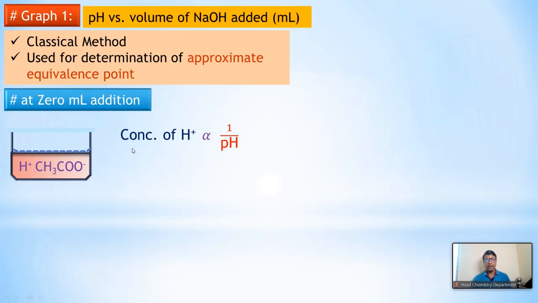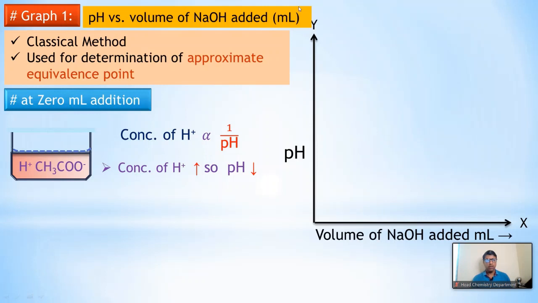This rule is used for explanation of this pH versus volume of NaOH added graph. Here, if the concentration of H plus ion increases, pH decreases, and if the concentration of H plus ion decreases, pH increases. So this is the fact we use for explanation of the graph of pH versus volume of NaOH added in ml.